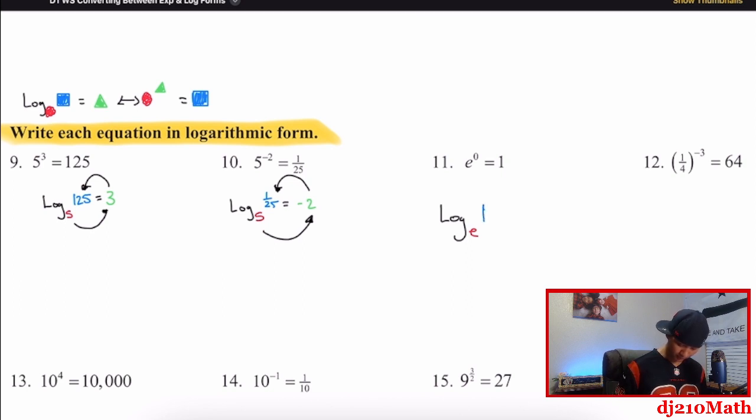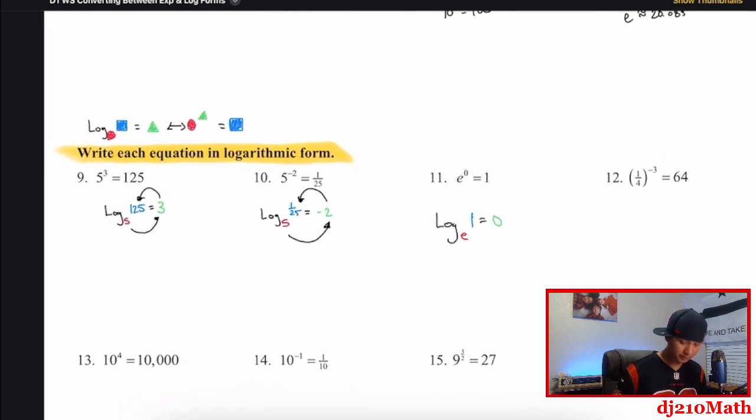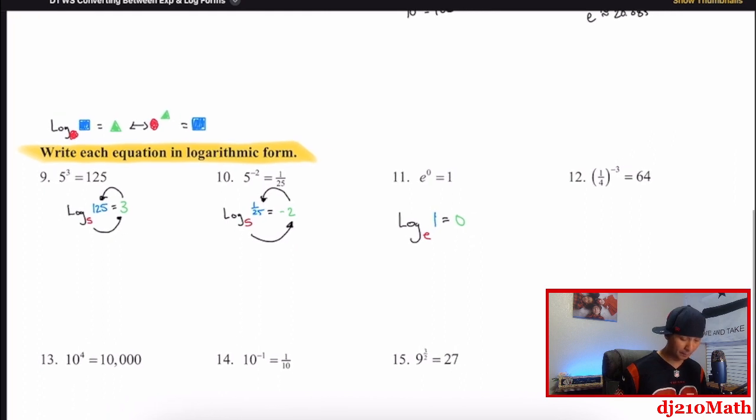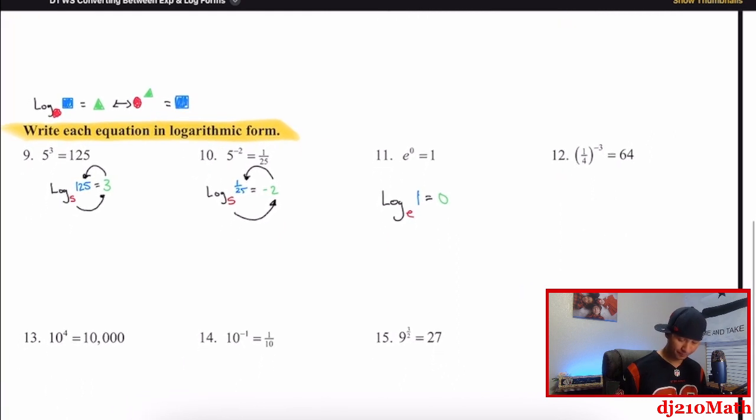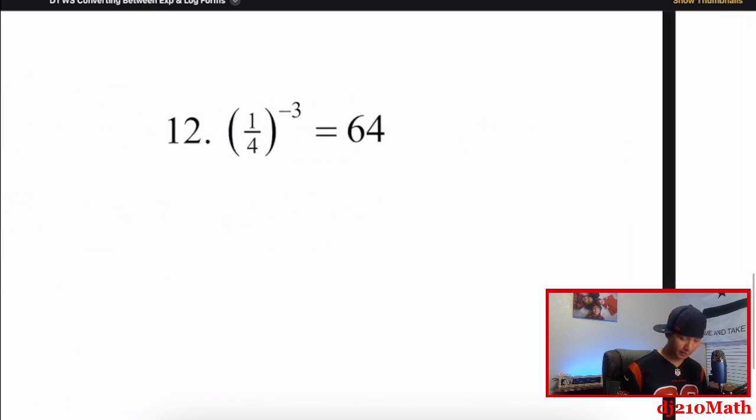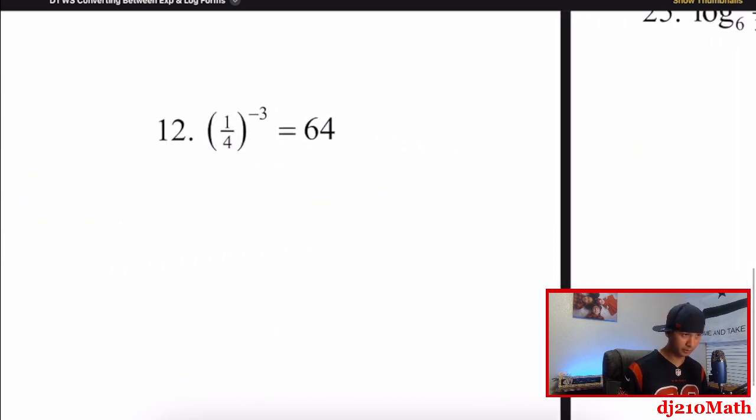One equals 0. That's a property, right? Log base anything of 1 is 0. That's a property. Okay. Do we still need the guide? I feel like we're good. We don't need it.